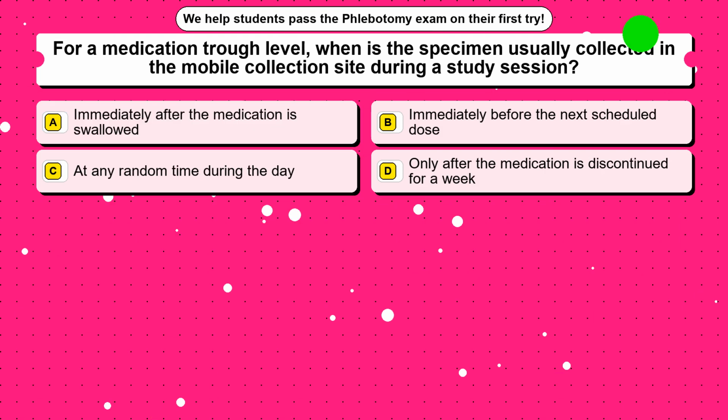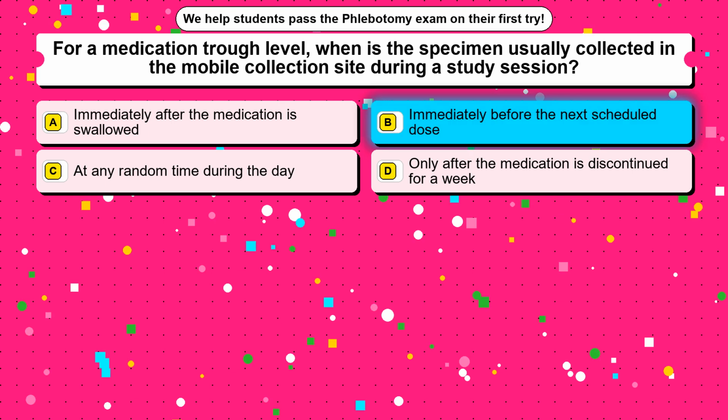Question 69. For a medication trough level, when is the specimen usually collected in the mobile collection site during a study session? Option A. Immediately after the medication is swallowed. Option B. Immediately before the next scheduled dose. Option C. At any random time during the day. Option D. Only after the medication is discontinued for a week.